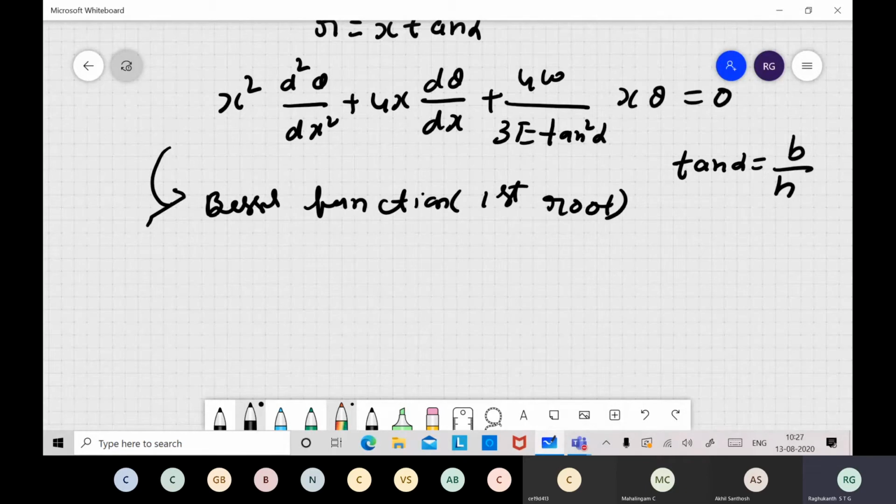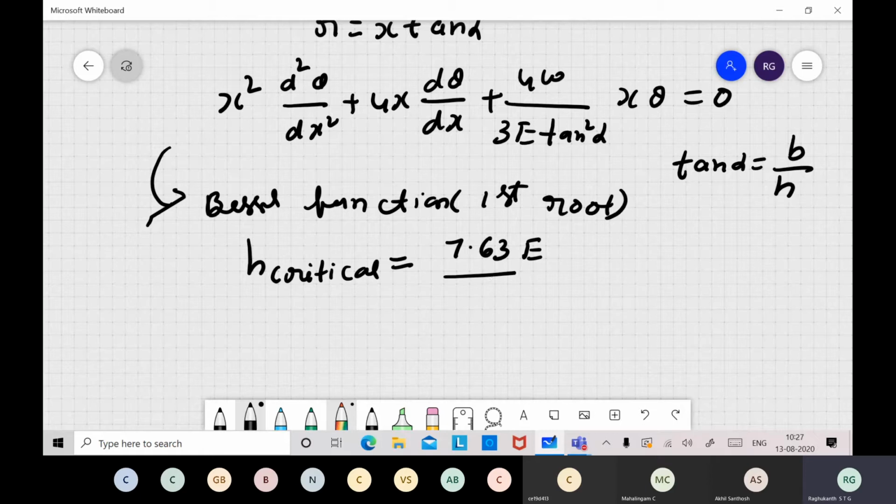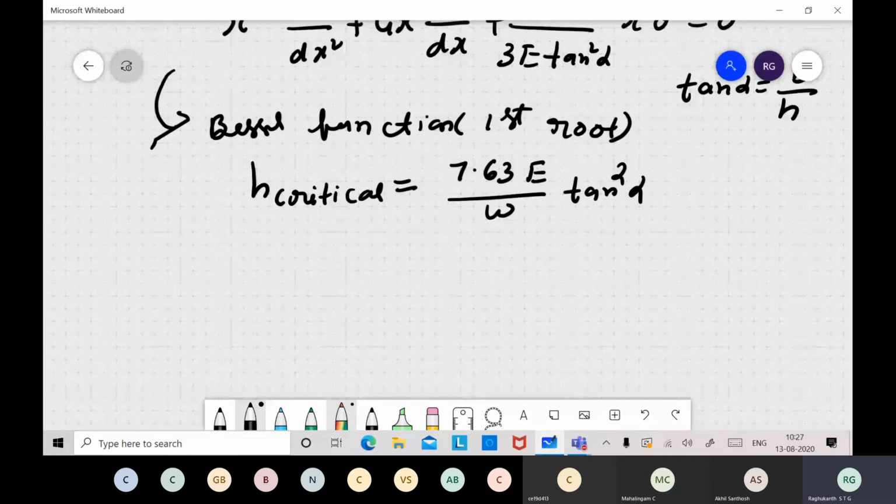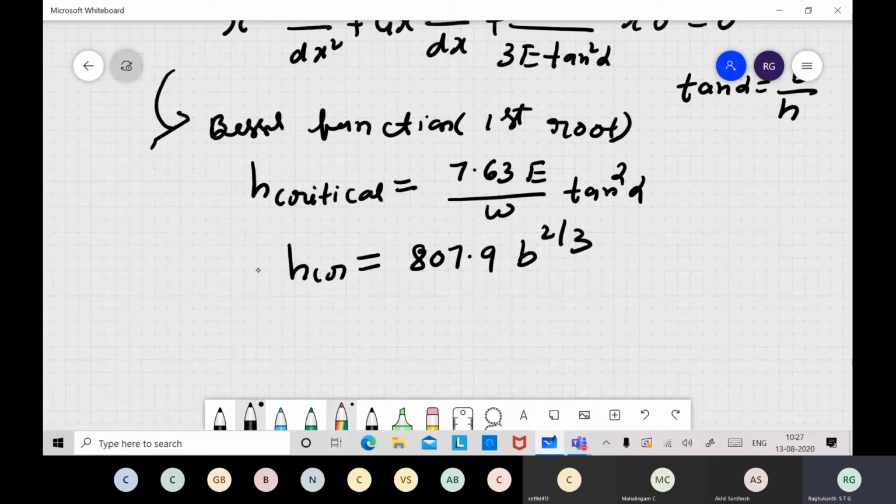Finally, in his paper, he has given the critical height of a tapered section. This was something like 7.63 times E by w tan square alpha. If you do some algebra, with tan alpha equal to b by h, you get 807.9 b to the power of 2 by 3. So this is your critical buckling load. This is a very famous formula.